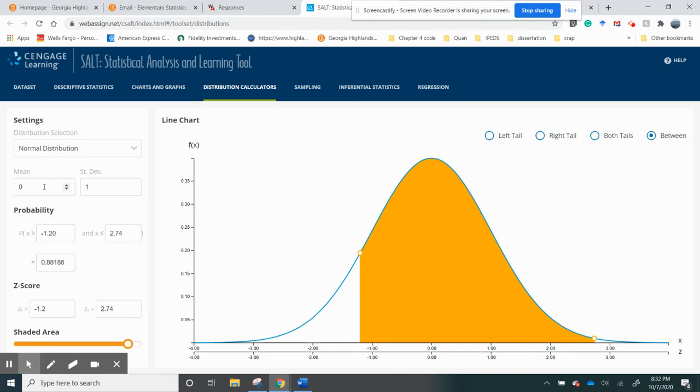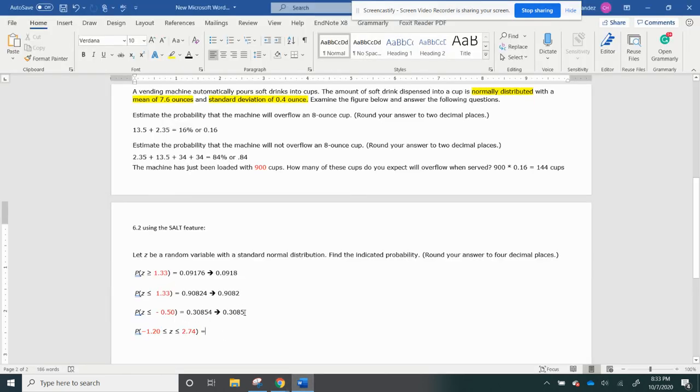Say they give you a mean of 20 and a standard deviation of 4, you do the same thing. Your values may be different, but you use it the same way. But when it gives you these problems and you don't have a mean or a standard deviation, and it says use the standard normal distribution, the mean is 0 and the standard deviation is 1.